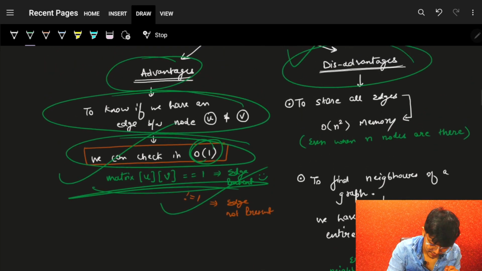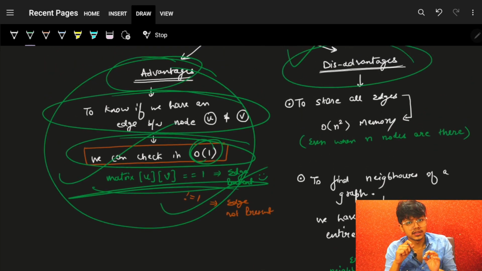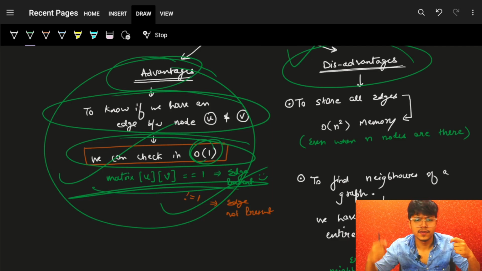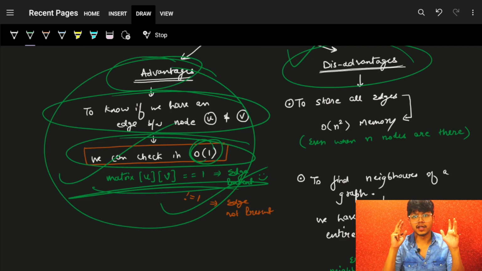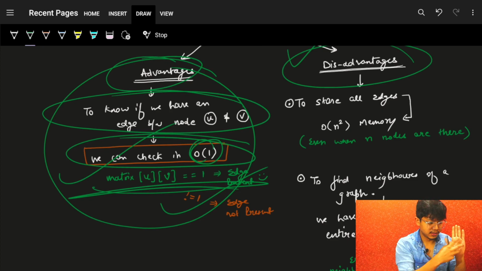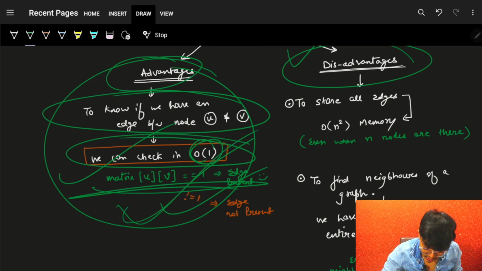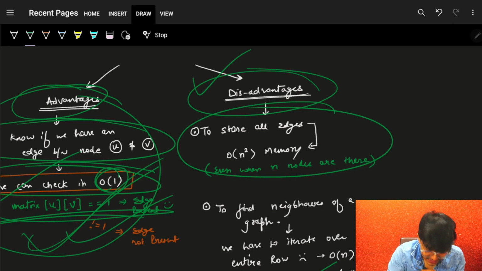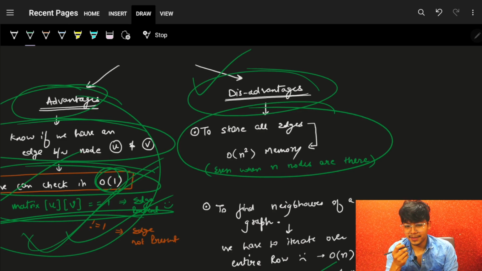So whenever you say, okay Aryan, I just want something in which I can know in O(1) if an edge between node U and node V is present, I'll just use a matrix. While it has a few disadvantages, or I should say many.